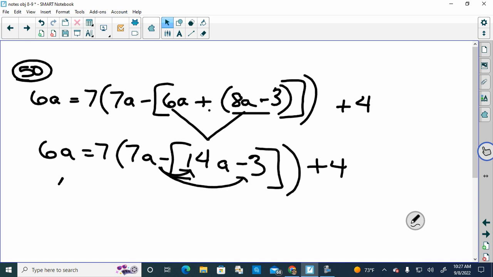Okay, so I'm just going to go ahead and write what our new thing is now. So 6a equals 7, parentheses, 7a is still there. I'm just distributing the negative, so it's a negative 14a. And then a negative times negative would be a positive 3. We're done with the bracket now.